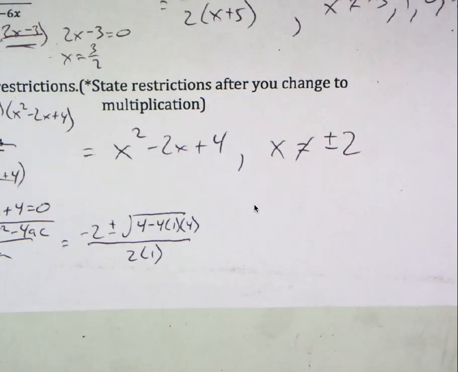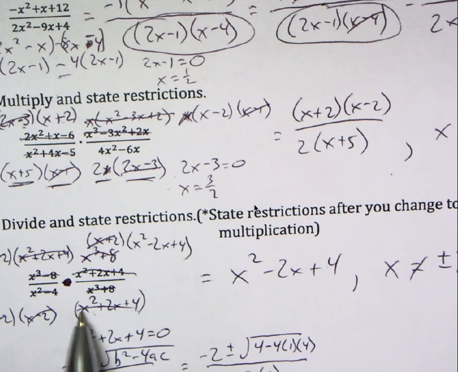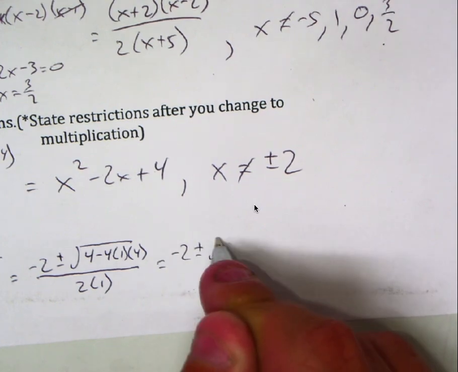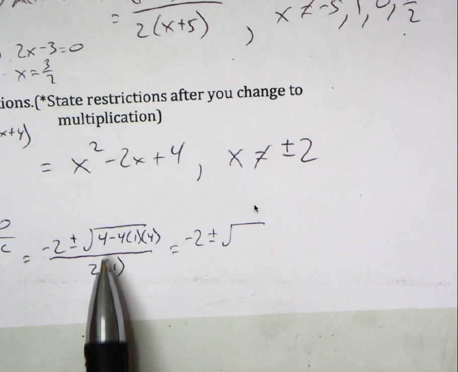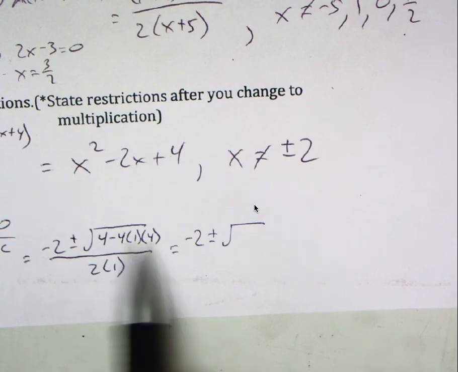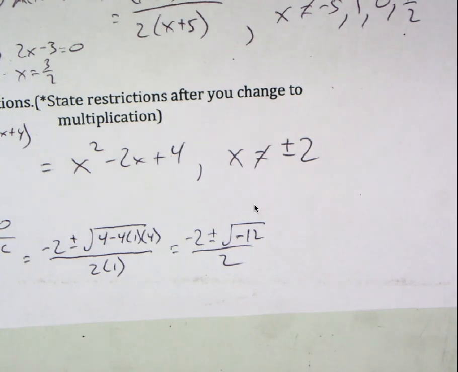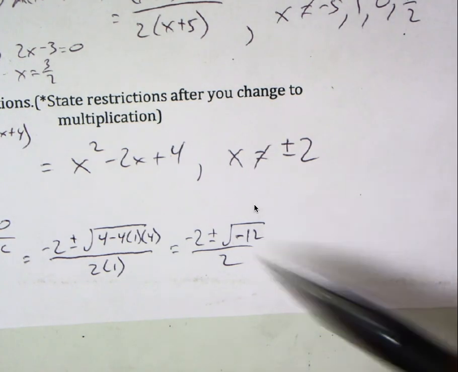Again, we are solving to see if there are any more restrictions. Are there any more x values that make this become 0? That's what we're looking for. So we get negative 2 plus or minus the square root of, this becomes 4 minus 16, so negative 12, over 2. At this point, we would take the square root of negative 12.